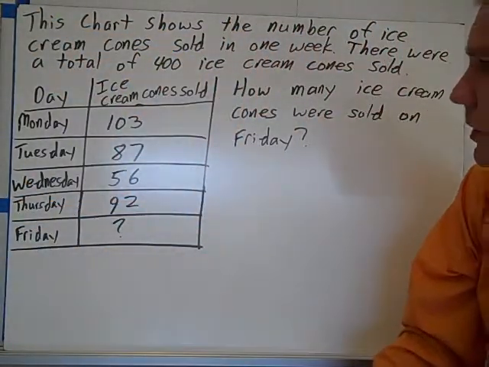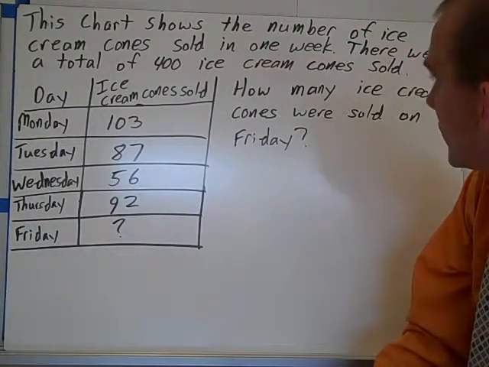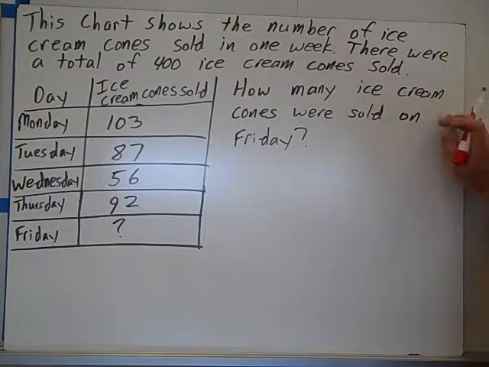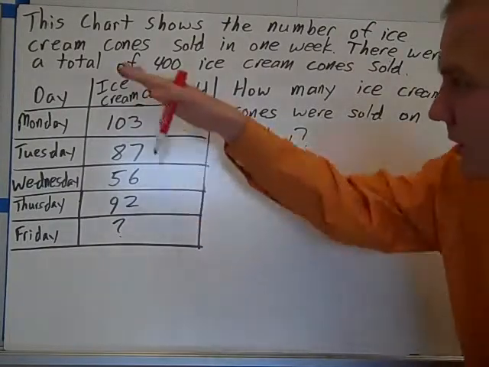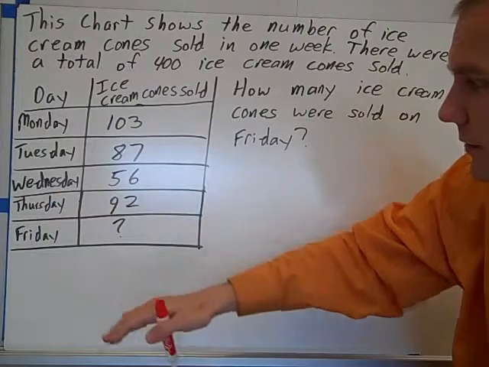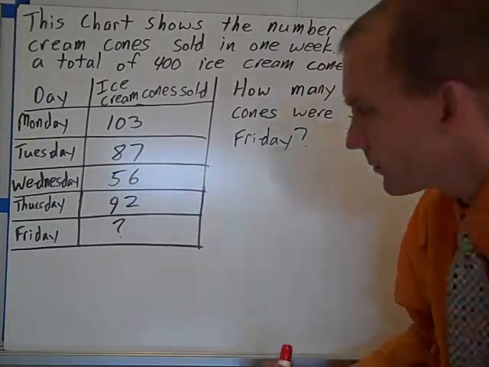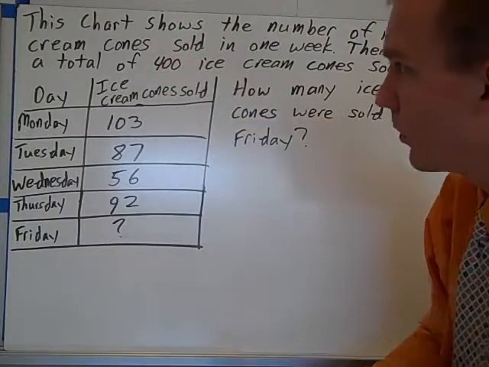This chart shows the number of ice cream cones sold in 1 week. There were a total of 400 ice cream cones sold. How many ice cream cones were sold on Friday? So I see here Monday, Tuesday, Wednesday, Thursday, Friday. Friday has a question mark, and I have Monday, Tuesday, Wednesday, Thursday. Well, I know that the total is going to equal 400.